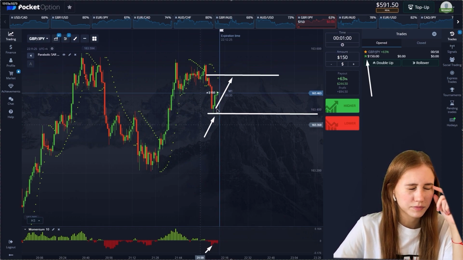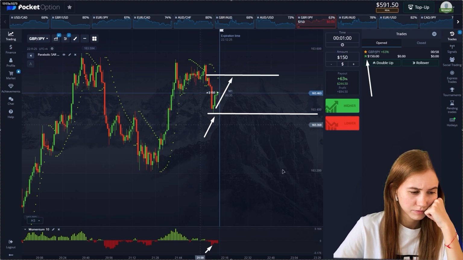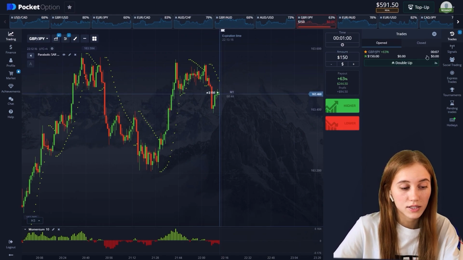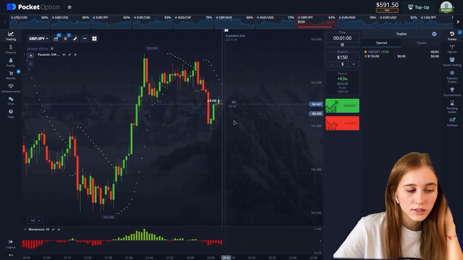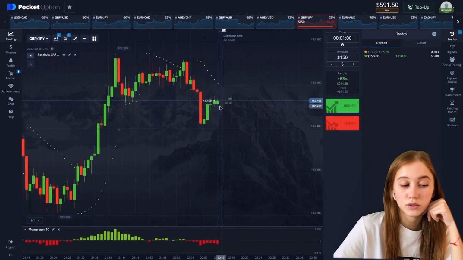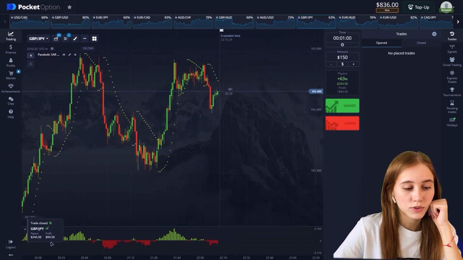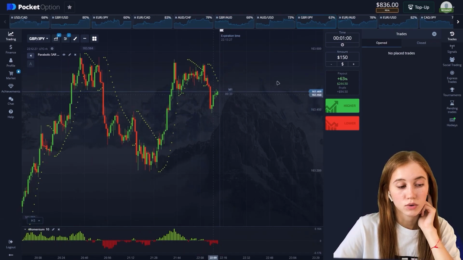Let's see. There are 6 seconds until the end of the deal. The candle is in slight uncertainty, but it's still growing. This deal is blessed. Profit is $94. Good.